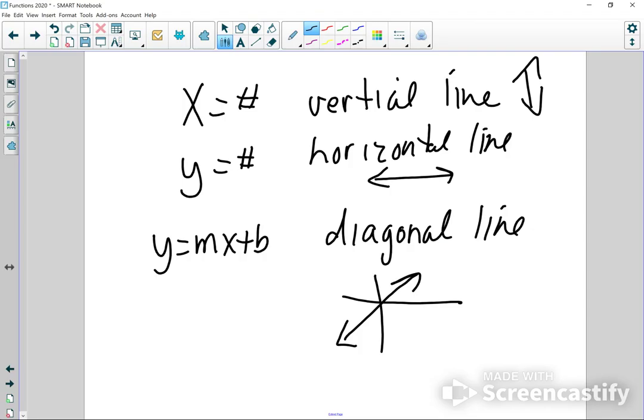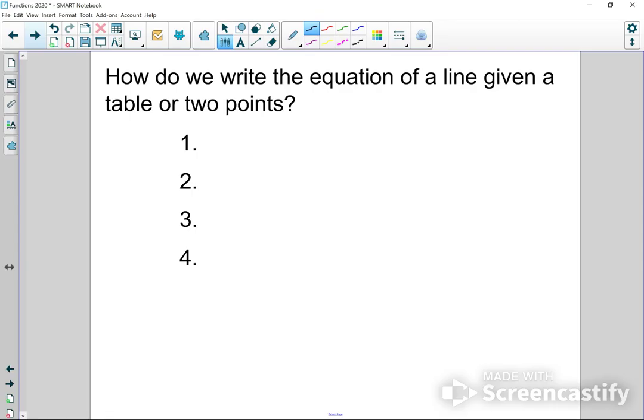So remember we talked about how we needed to figure out what to do when it doesn't give us that perfect y-intercept, that perfect b value. Well, there's a 4-step process. How do we write the equation of a line given a table or 2 points? First things first, find the slope from any 2 points.